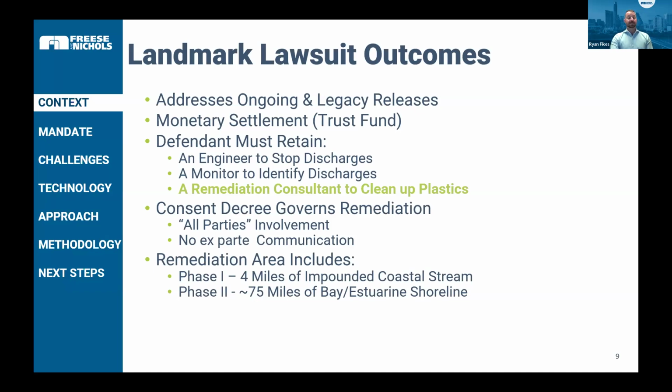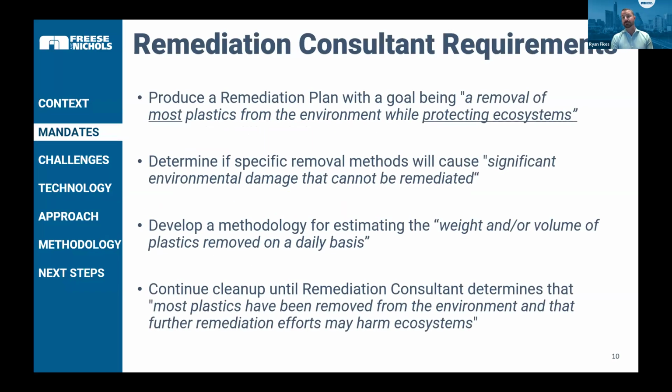And we're doing this across these 2 remediation areas. Phase 1, which is where I'll focus on the presentation today, which is 4 miles of impounded coastal stream, this riparian habitat, and then phase 2, which is about 75 miles of bay and estuarine shoreline. So what are we trying to do here?